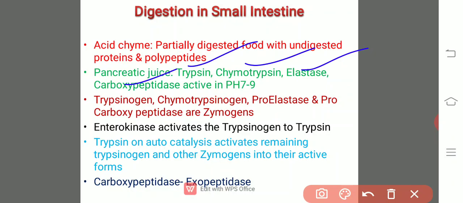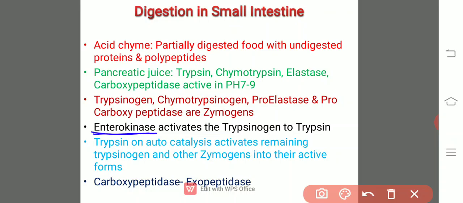pH should be in between 7 to 9. Then all these inactive enzymes, trypsinogen, chymotrypsinogen, proelastase and procarboxypeptidase, will get activated by an enzyme secreted by the walls of the small intestine, known as the enterokinase. It is also known as the enteropeptidase of the succus entericus.